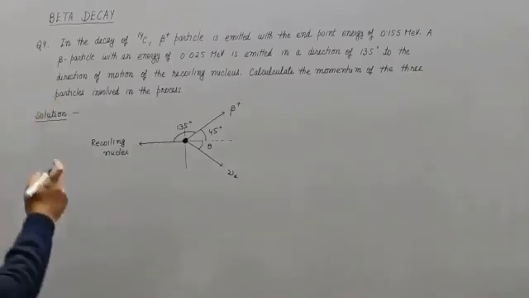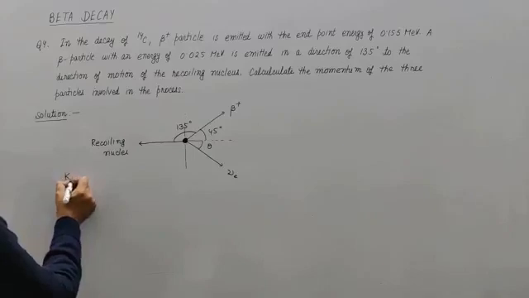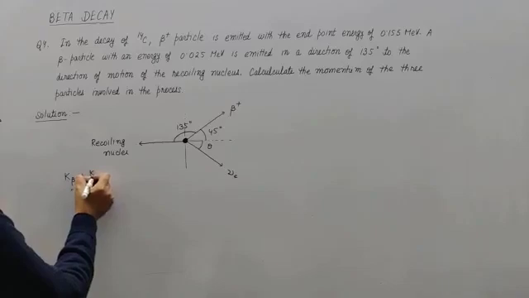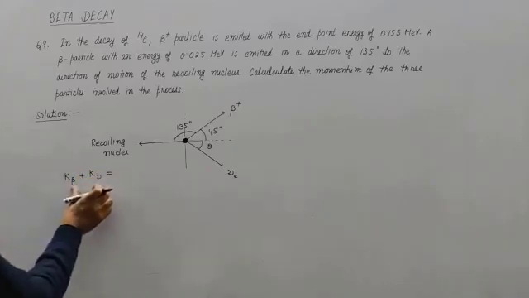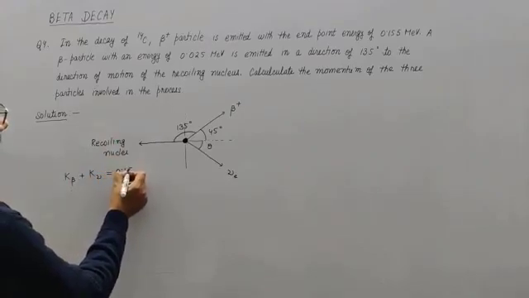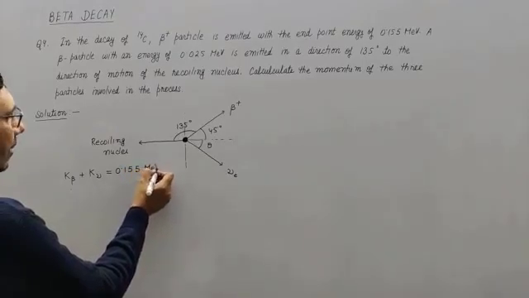What is given to us? They have given to us the endpoint energy. So what is endpoint energy? Endpoint energy is the kinetic energy of beta particle plus kinetic energy of this neutrino. This is known as endpoint energy. This is given to us. This is 0.155 MeV.